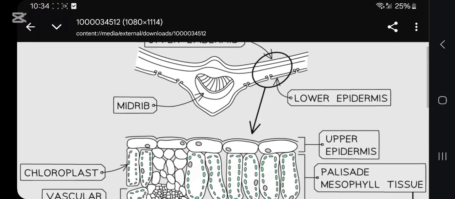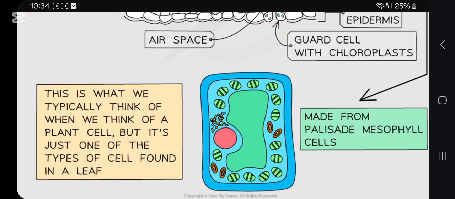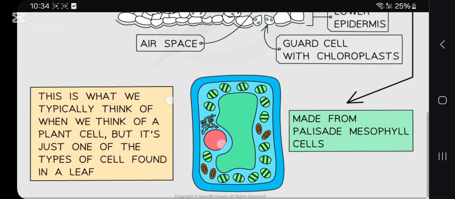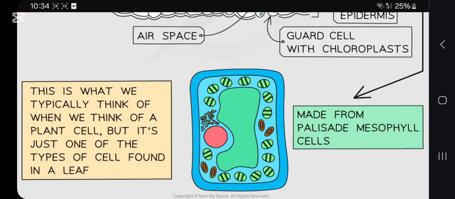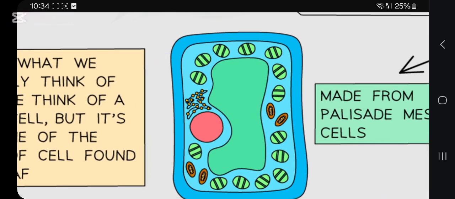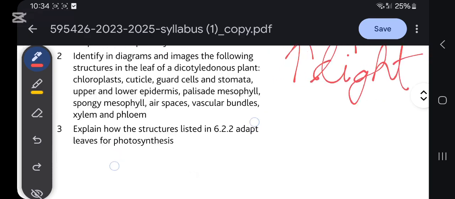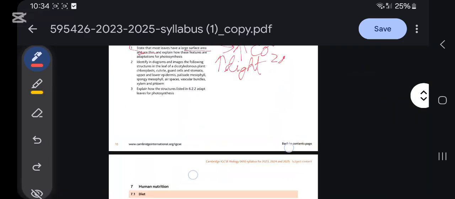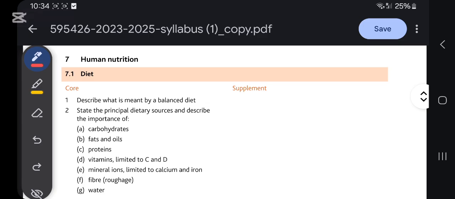Okay, so this was all about the leaf structure: the upper epidermis, the air spaces. This is what we typically think of when we think of a plant cell, because it's just one of the types of cell of a leaf. There are many plant cells, but we basically consider this one as one of the types in the syllabus. So that's all they're trying to say. Okay, so we have done how they're adapted, the labeling, everything. Now moving on to the next part.